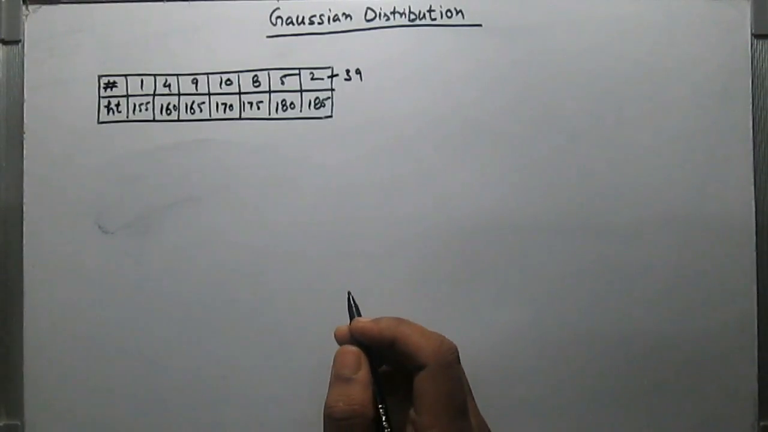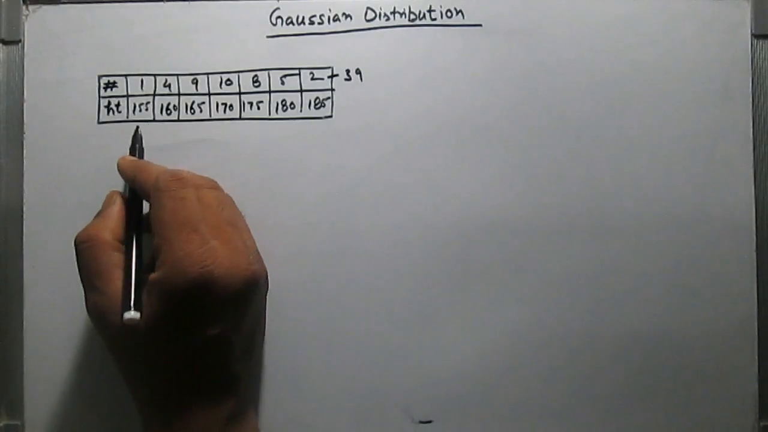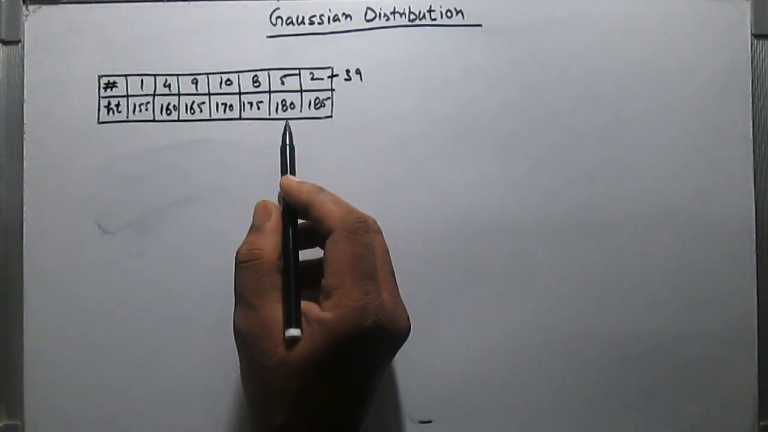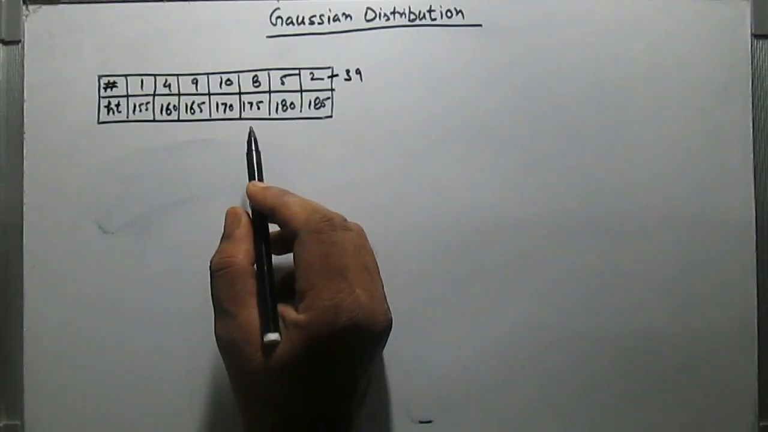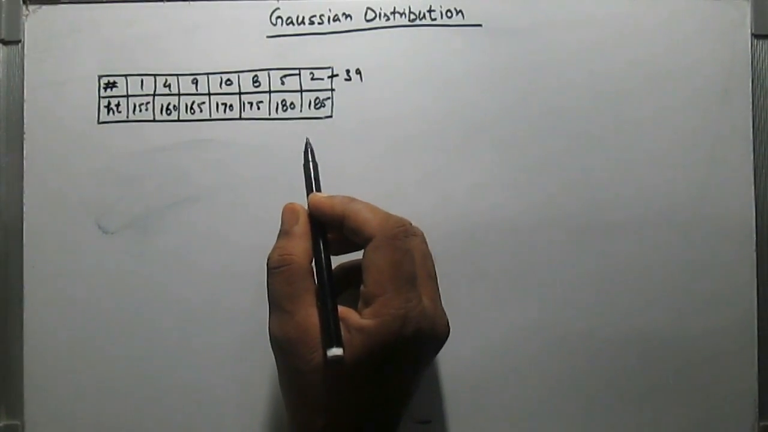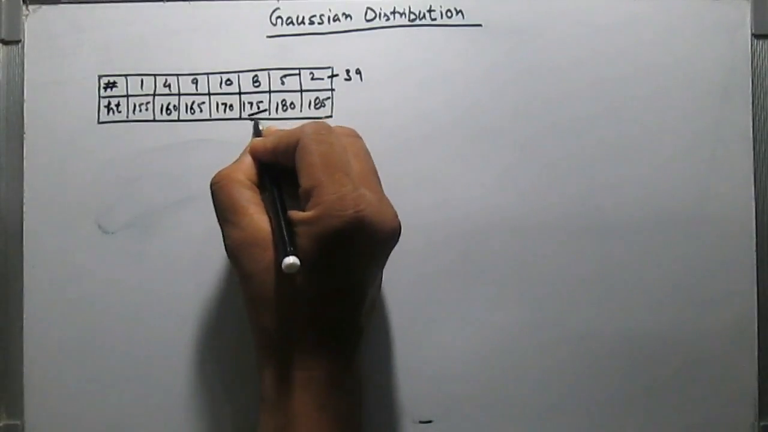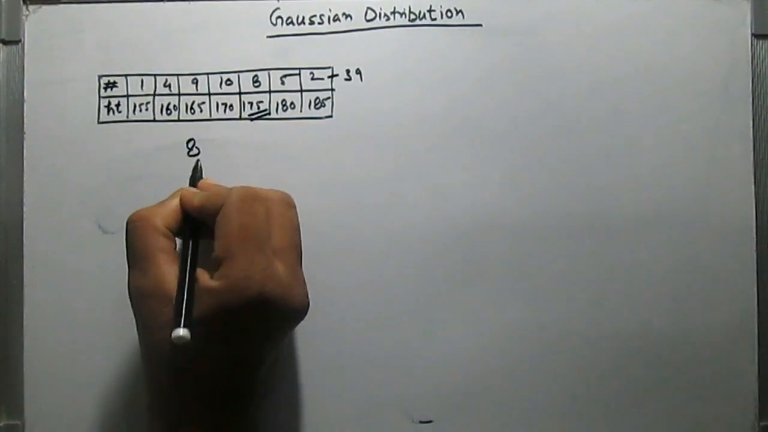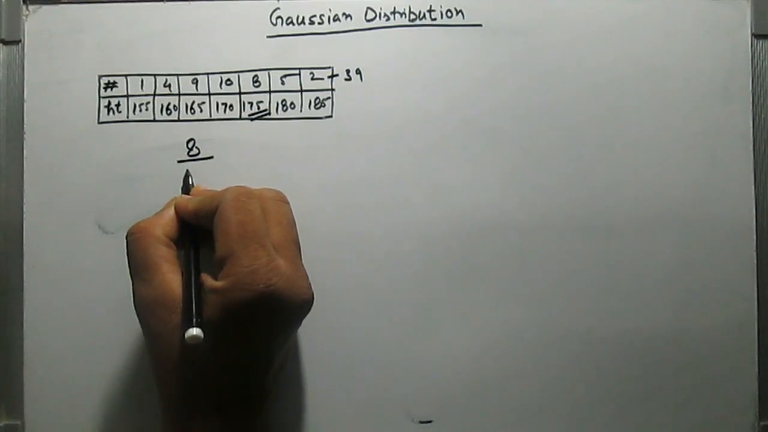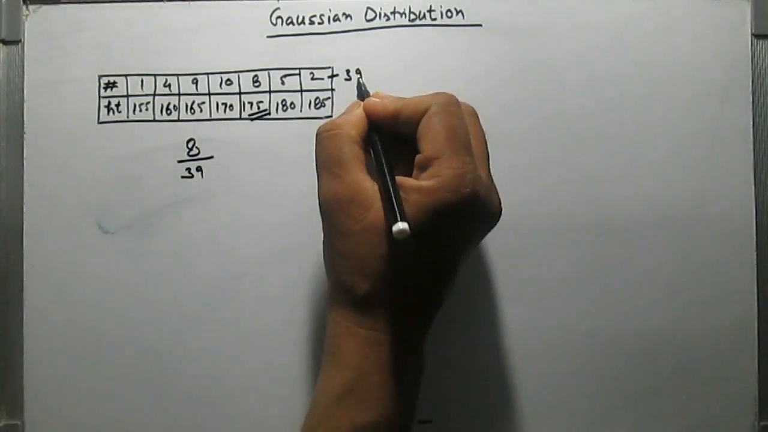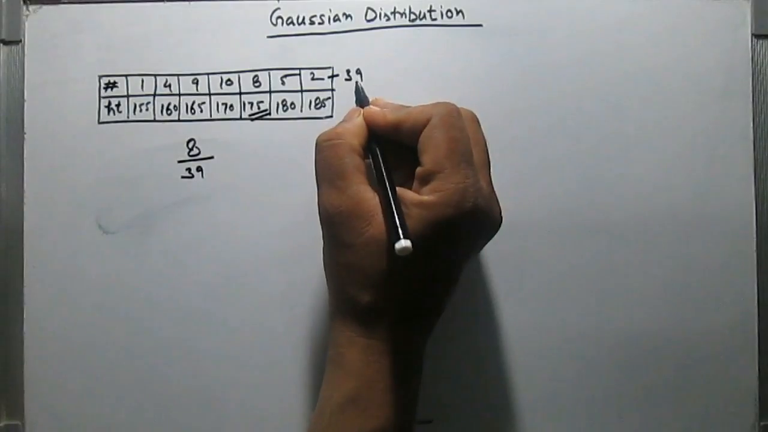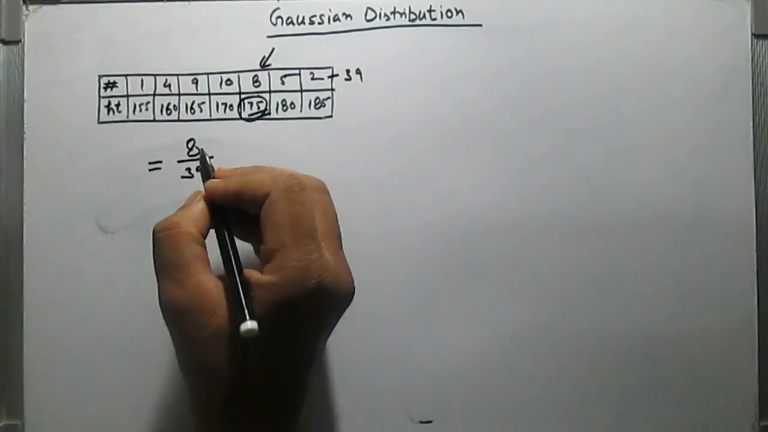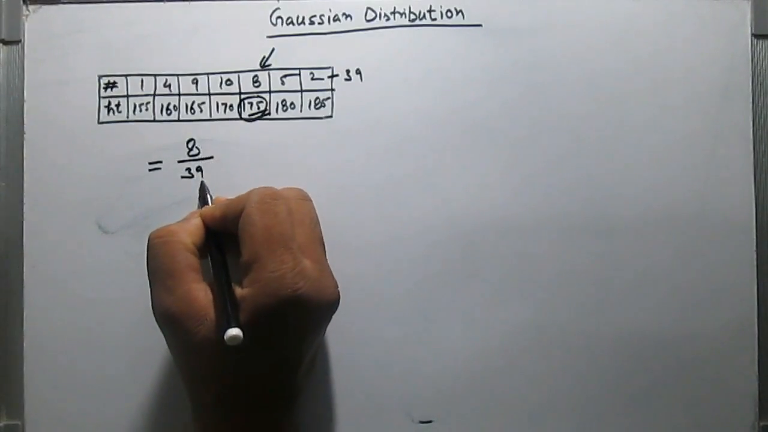Suppose this data set contains heights of 39 students. If from this list I want to know the probability that a randomly chosen student from this data set has height 175, then the probability of this event will be 8 over 39, because 39 is the total number of students and I am interested in this value. That's why the probability will be given by 8 over 39.